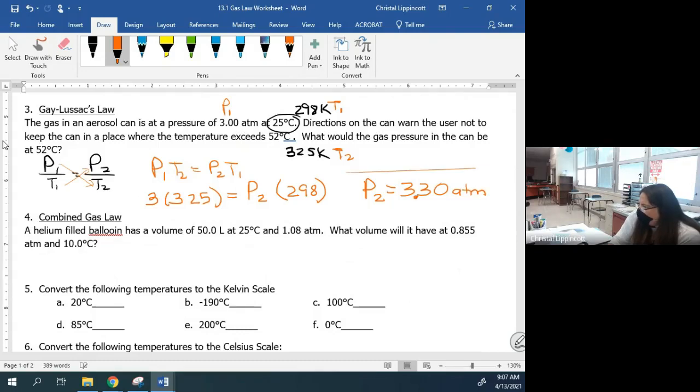Boy, I am just missing values and decimals and all kinds of stuff this morning. Sorry, you guys.